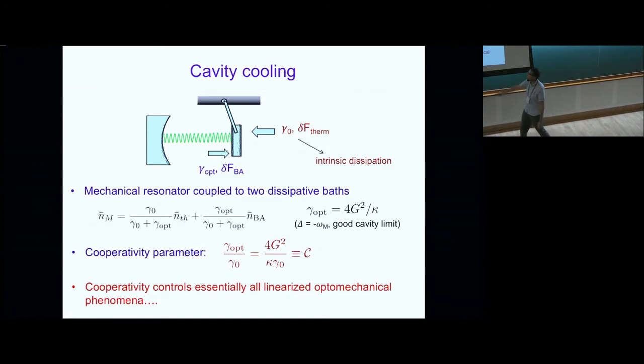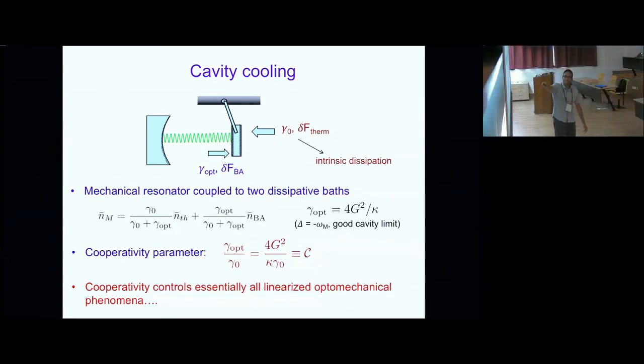At the end of the day, I could just take this expression and divide everything through by this intrinsic gamma naught. The thing that controls whether I can kill this term and effectively be coupled only to the cavity dissipation is the ratio of this optical damping, this radiation-induced damping, to the intrinsic damping. And what does that turn out to be?